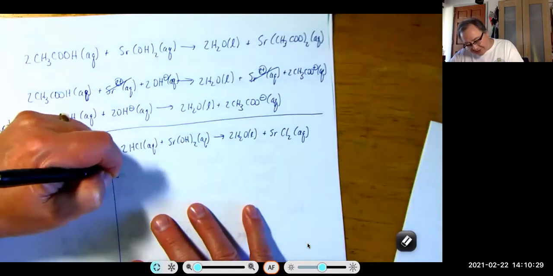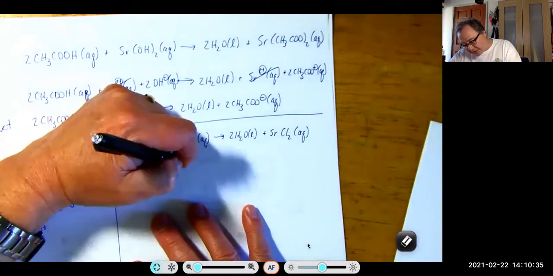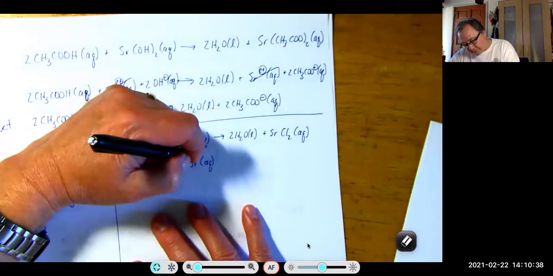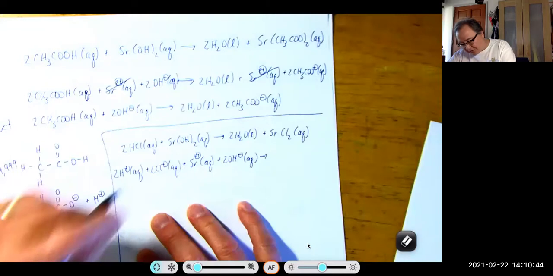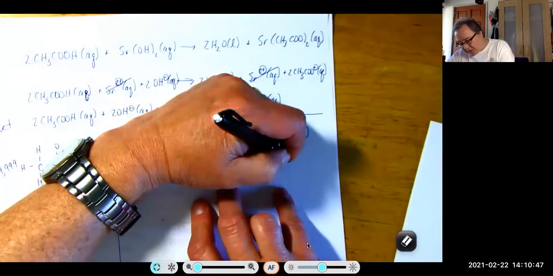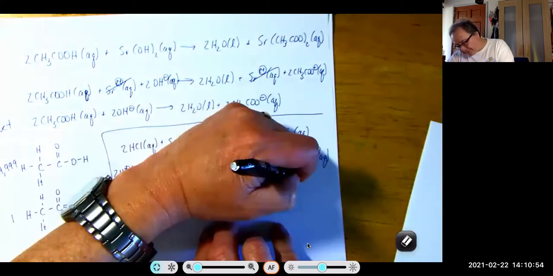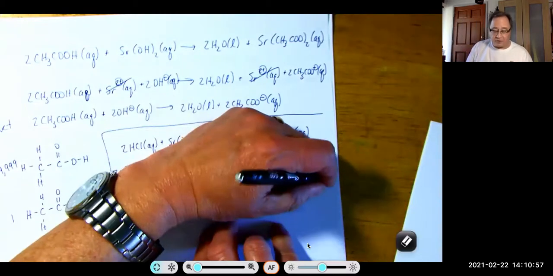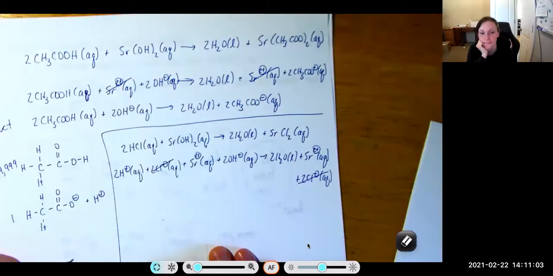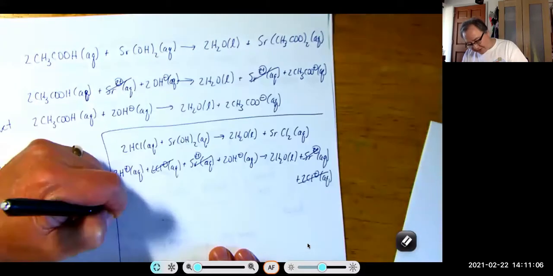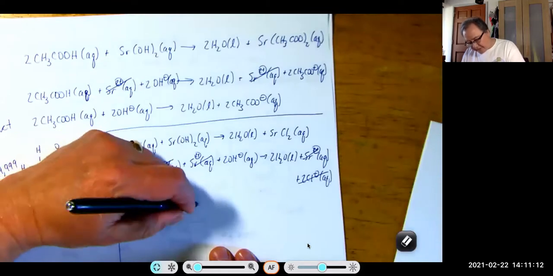2 H pluses plus 2 chlorides plus a strontium plus 2 hydroxides gives you 2 H2Os, 1 strontium, and 2 chlorides. So what's identical on both sides? The chlorides and the strontiums. So you would have 2 H pluses plus 2 hydroxides gives you 2 H2Os.